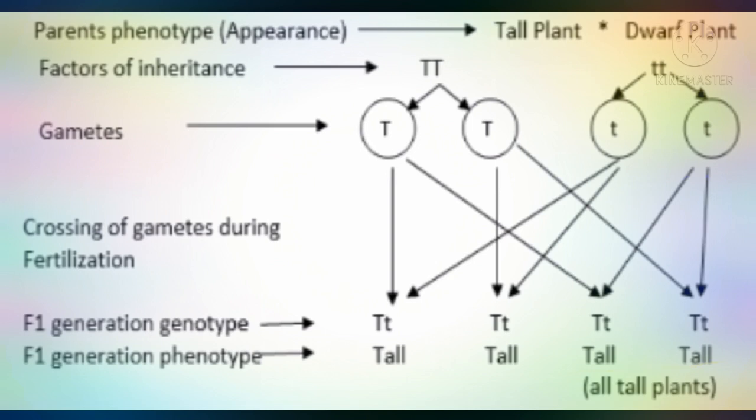That is the phenotype we can see with our naked eyes, and the genotype is capital TT and small tt. The gametes will be formed, segregation will occur, capital T for tall and small t for dwarf. After crossing, they form the heterozygous tall plant, capital T small t. All the plants were heterozygous, and they are tall in the F1 generation.